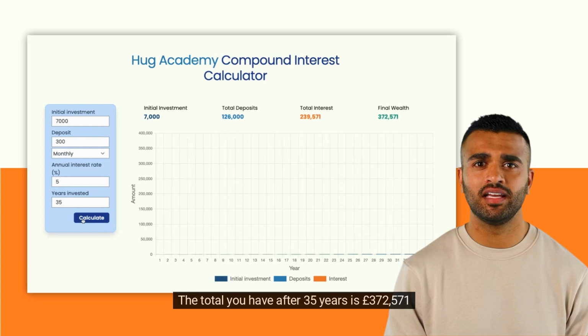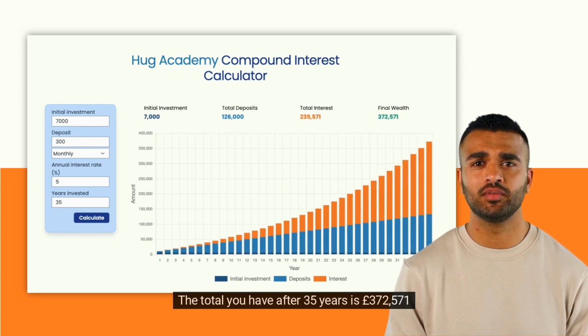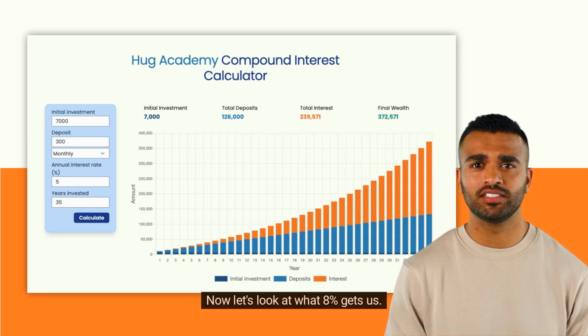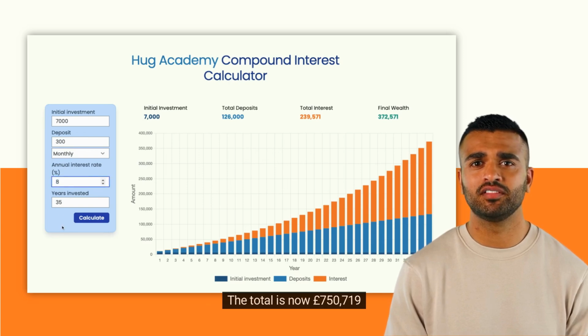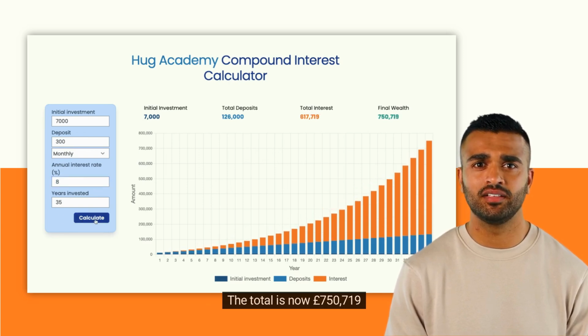The total you have after 35 years is £372,571. Now let's look at what 8% gets us. This is considered medium risk. The total is now £750,719. And finally, let's try 12%, which represents a high-risk strategy.